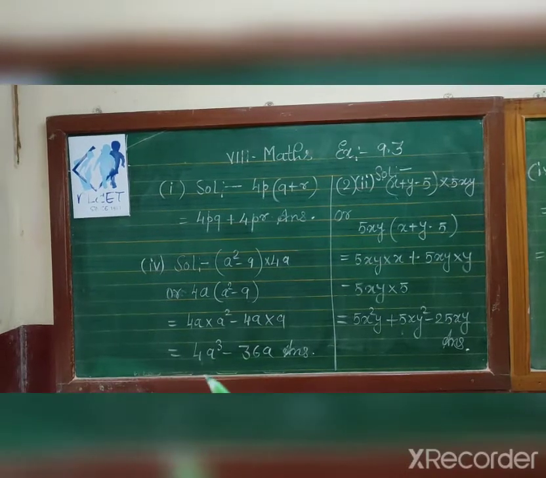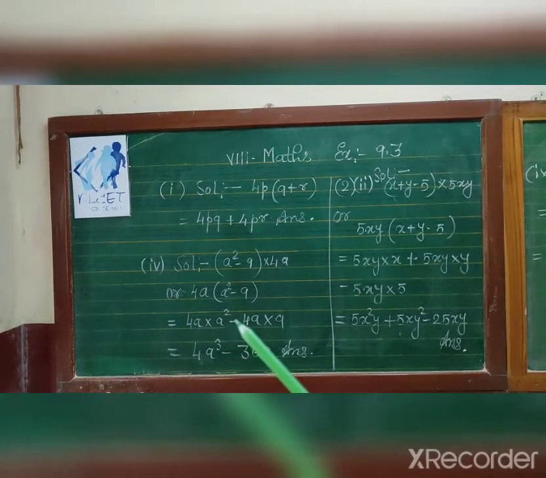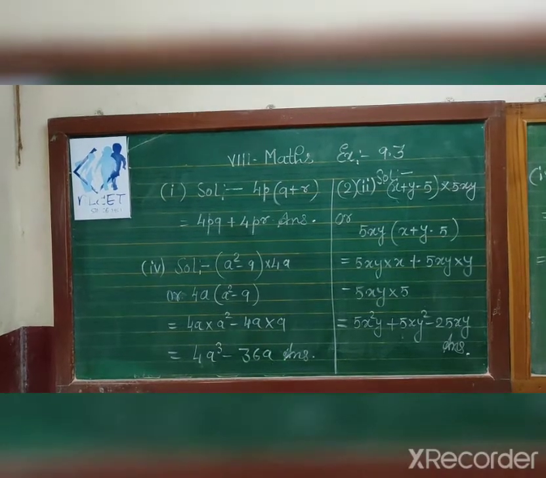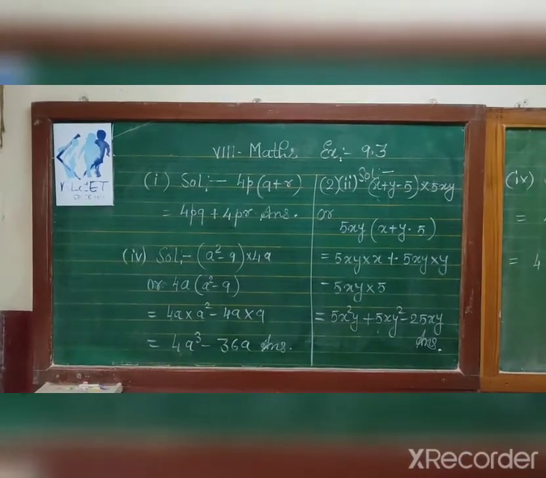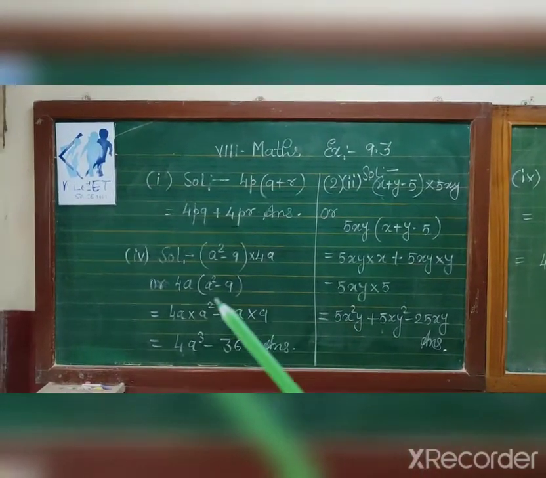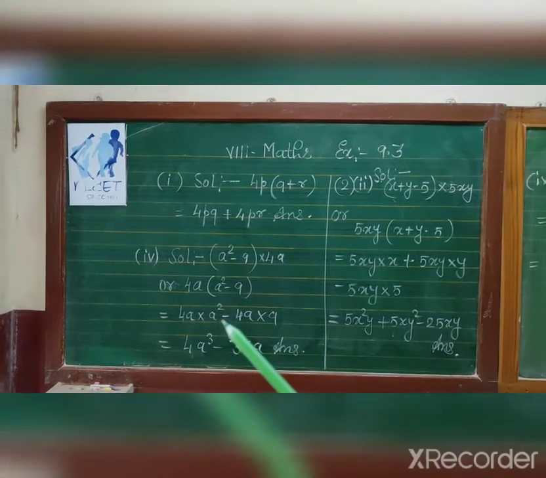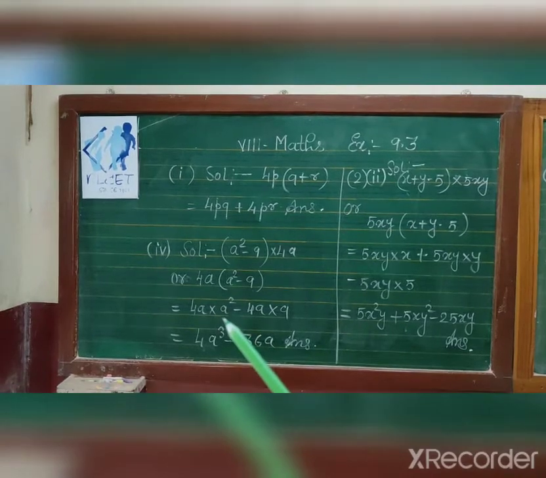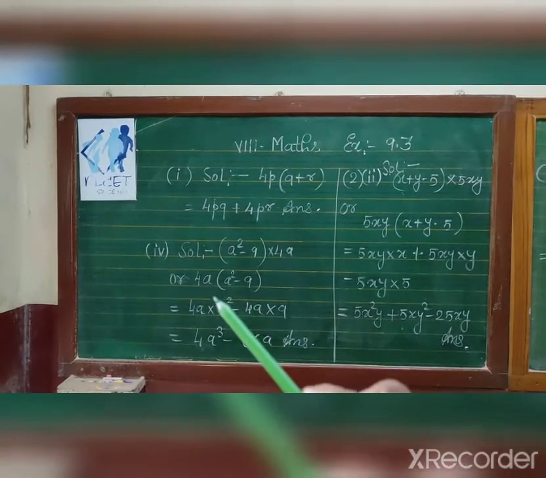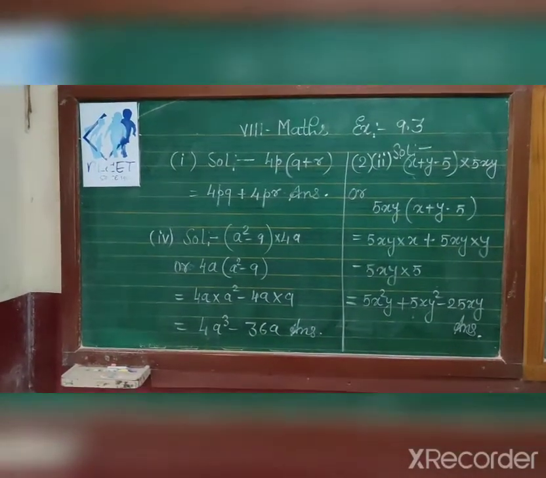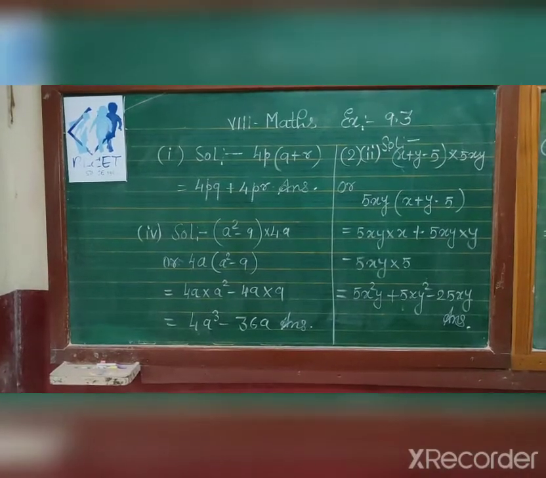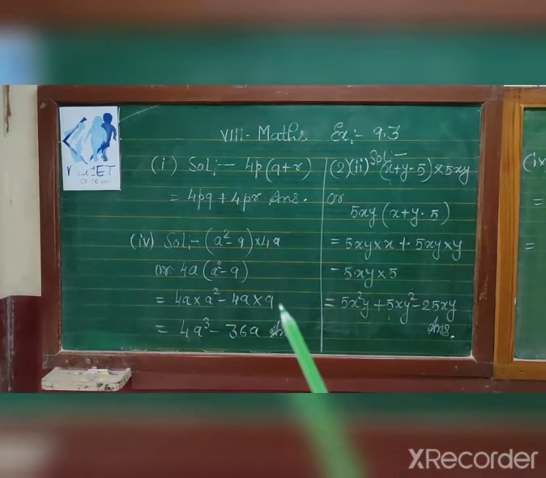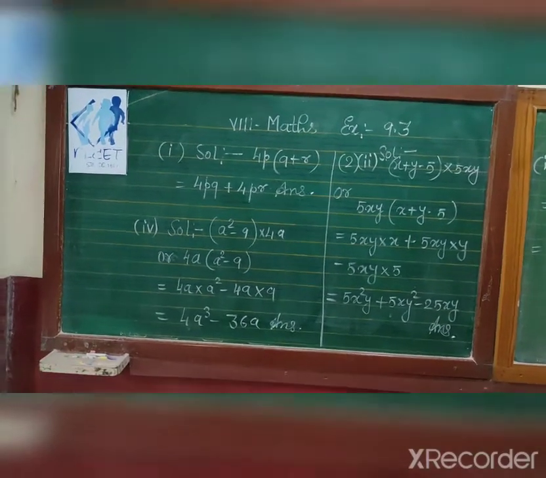So 4a into a square means a to the power 3, by the rule of exponents, the law of exponents. You can see the same base. Here is 2, here is 1, and with the multiplication sign, so 2 plus 1 is 3. a to the power m into a to the power n is equal to a to the power m plus n. Minus 4 nines are 36 a.